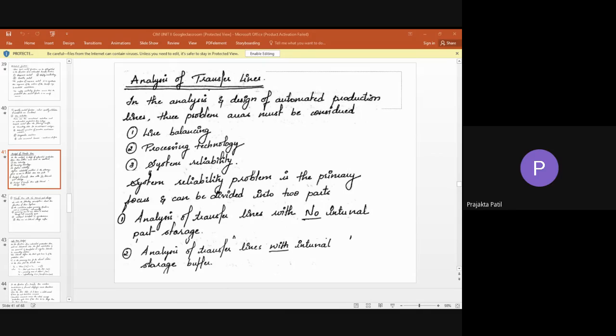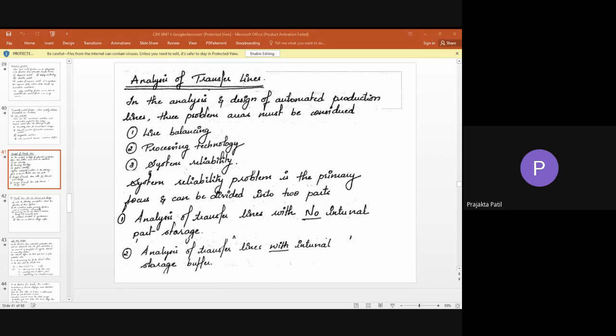The reasons for breakdown are so many. I'll discuss the reasons as and when we proceed. But reliability here is very important because all the workstations and the material transport systems are integrated, so we have to be very careful with respect to the reliability of the system. Basically, the system reliability problem here is divided into two parts.